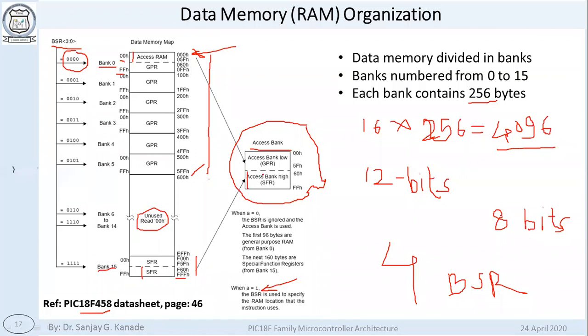This diagram has been taken from the PIC18F45 data sheet, on page number 46. So you should refer to this diagram only. Please don't refer to local books. In the data memory organization they have given a generic diagram for the PIC18F family, where the division is 50-50. But for 458, this is not a 50-50 division. So remember, don't refer to any other book, refer only to the PIC18F45 data sheet.